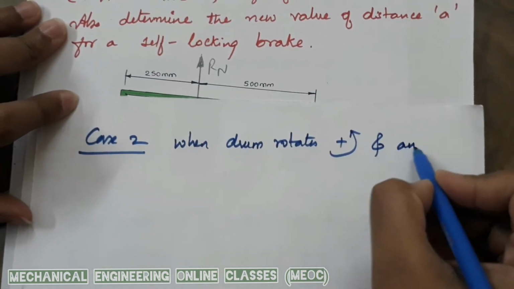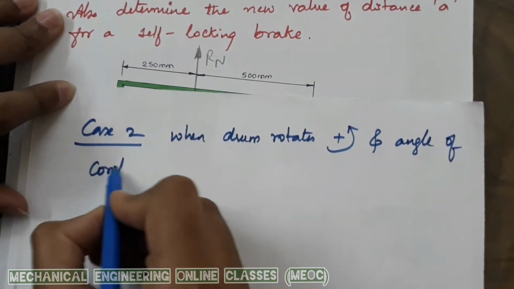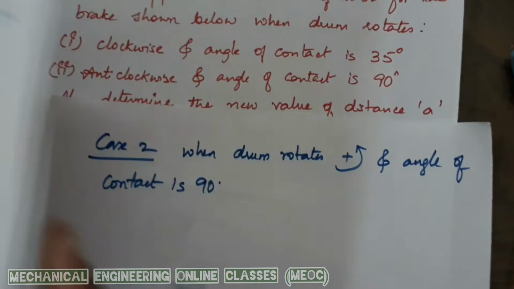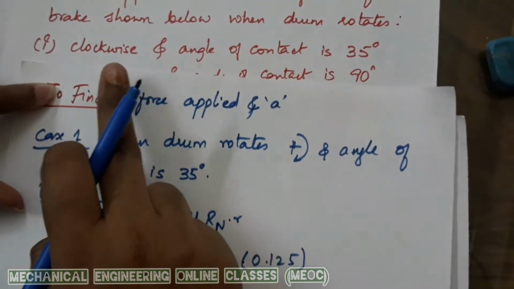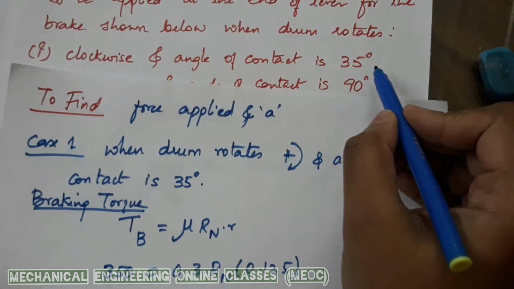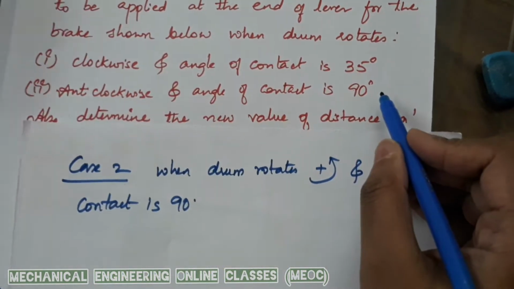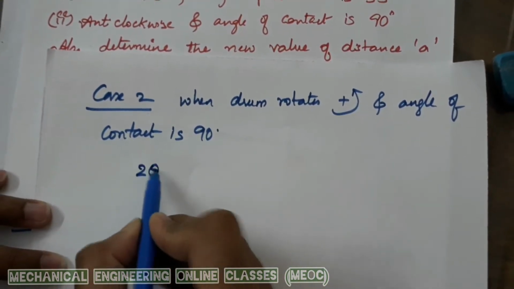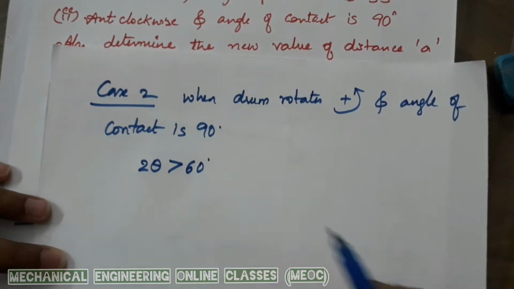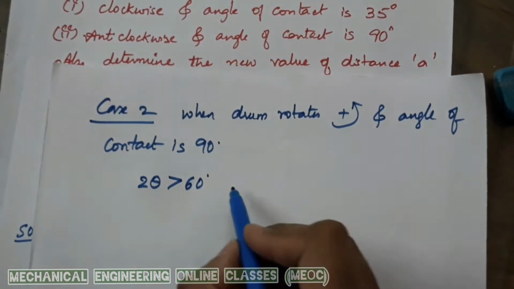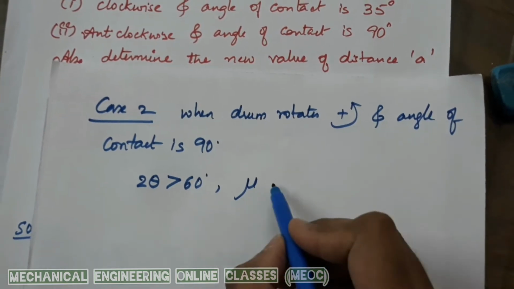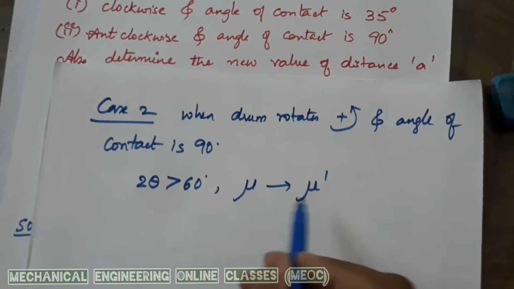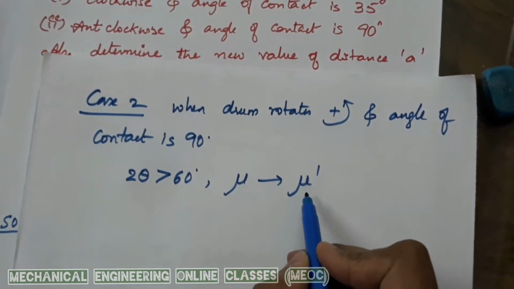And the angle of contact is 90 degrees, the second one. In the first case, when the drum was rotating clockwise, the angle of contact is only 35 degrees. But in the second case, it is 90 degrees. So we have already discussed that when the angle of contact 2 theta is greater than 60 degrees, then in place of coefficient of friction, we must be using equivalent coefficient of friction. This is the actual coefficient of friction, whereas this is the equivalent coefficient of friction.